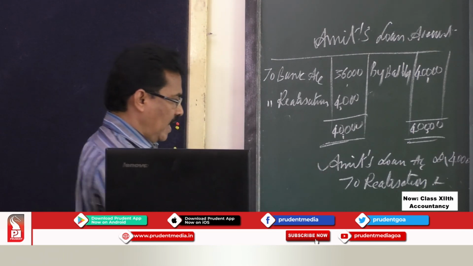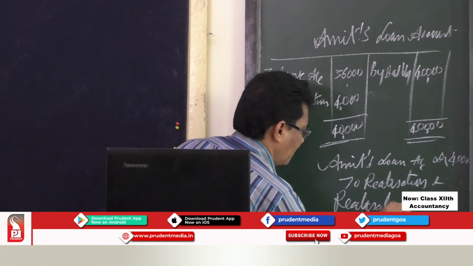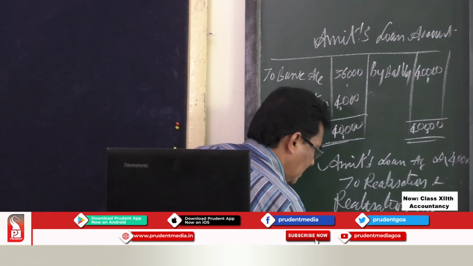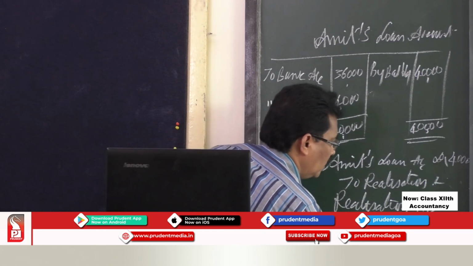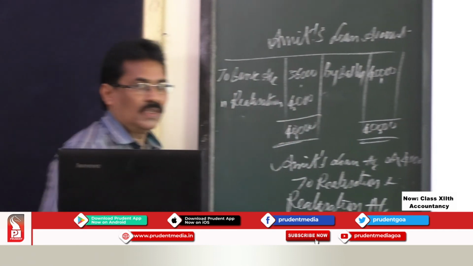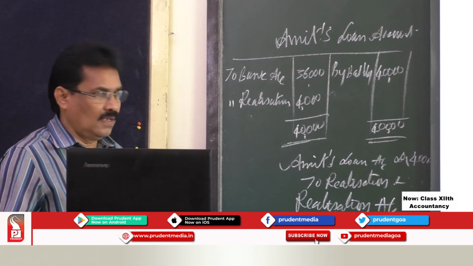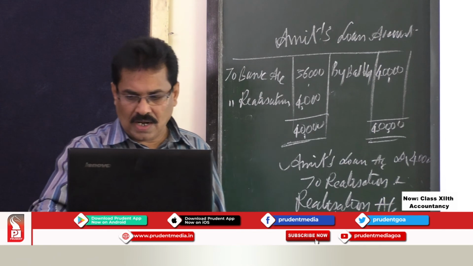So, when you post it, it comes in the realization account, credit side, by Amit's loan rupees 4,000. This 4,000 becomes a profit to the firm. So, this is how you have to adjust this.